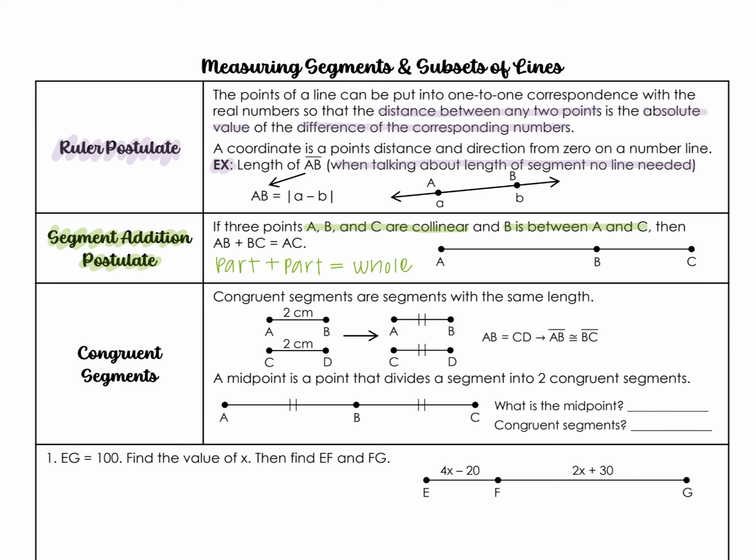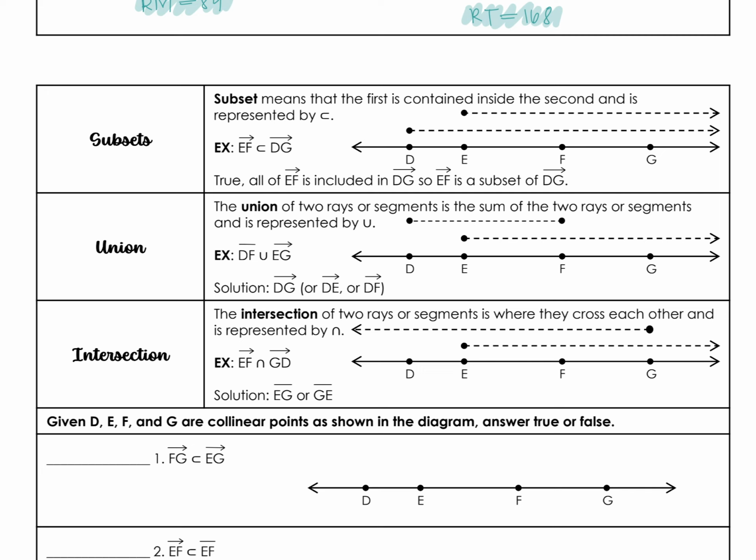Okay, so now we're going to move on to the back side with our subsets, union, and intersection that we're going to go over. So we're starting off with our subsets. A subset means that the first is contained inside of the second. Everything in the first one should be inside of the second one. And it's going to be represented by this little squished up C.